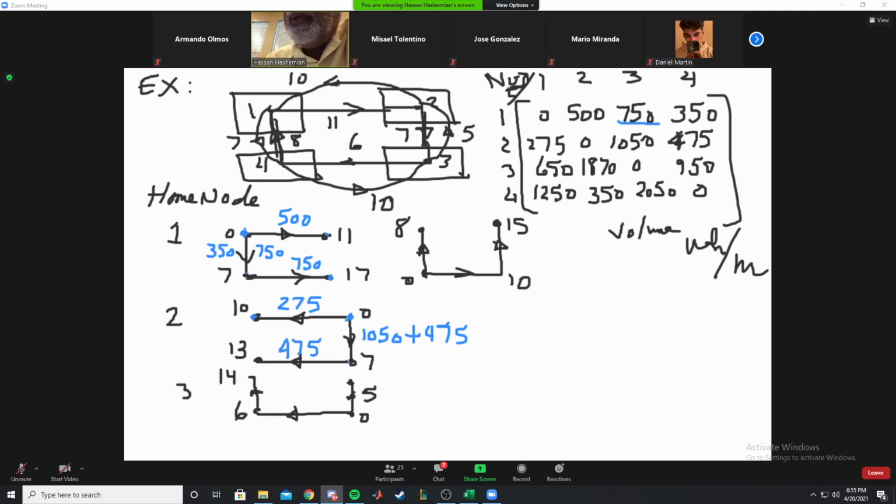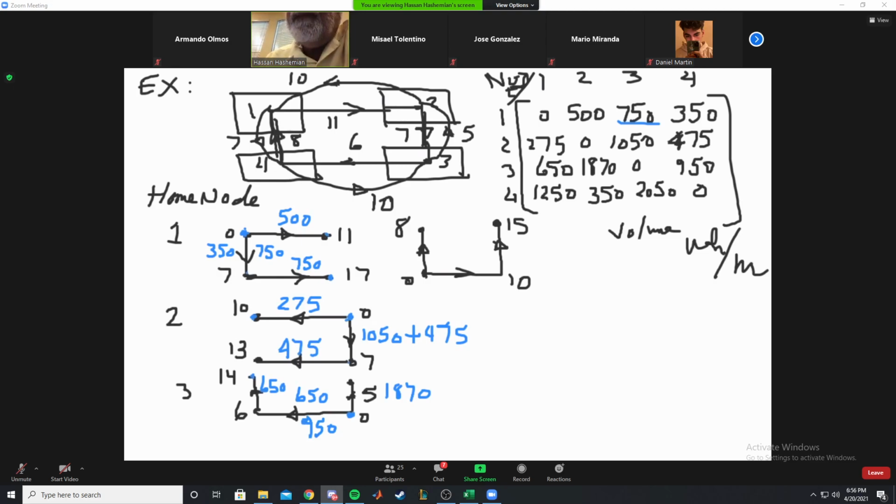Now from node number 3, I have to go to 1, which is right here. So again, I have to use 650 to go to 4. And 650, I go to here. Now from 3, I have to go to 2. So that's 1870, 1870. And from 2 to 4 is 950. So another 950 here. So I'm assigning the trips over my network.